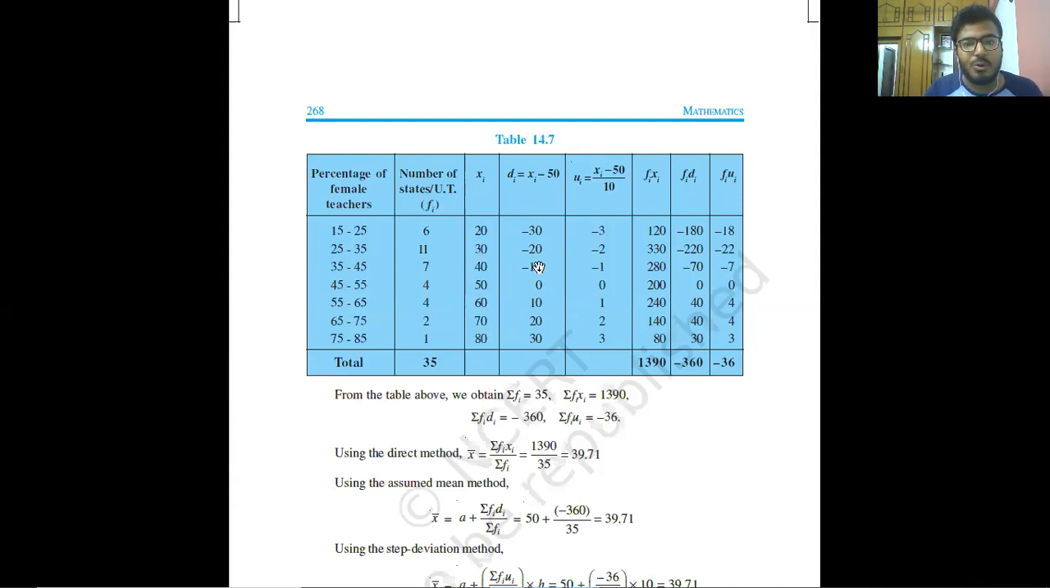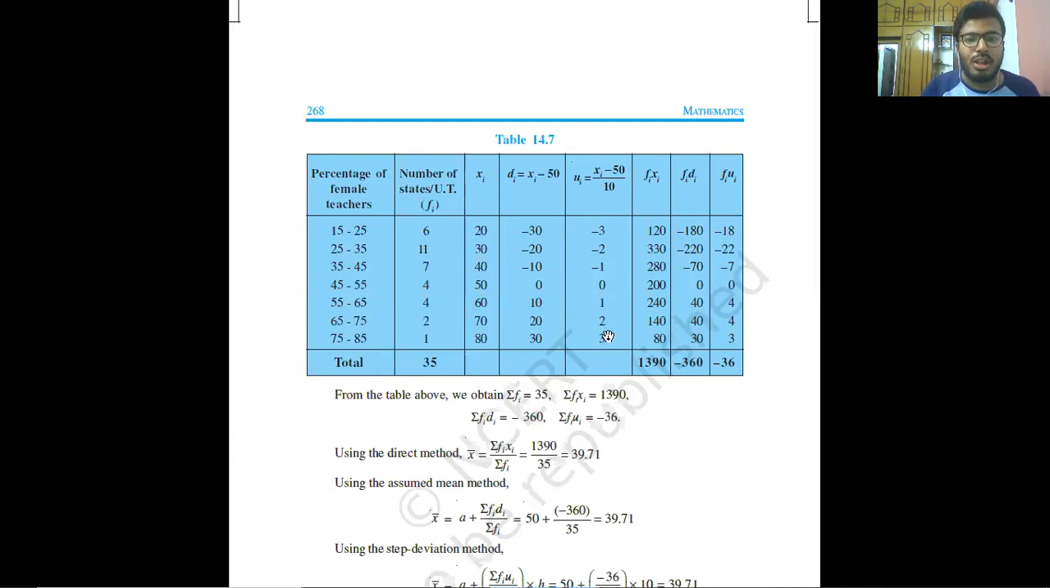So 0 is written here, above it you take -10, -20, -30, below it will be positive 10, 20, 30. Now for ui, you are dividing this by h. What is the value of h? It is 10. So -10 divided by 10 will be -1. -20 divided by 10 will be -2. -30 divided by 10, -3. So we are calculating from 0, 0, -1, -2, -3. In the same way, going down, what will come, 1, 2 and 3.